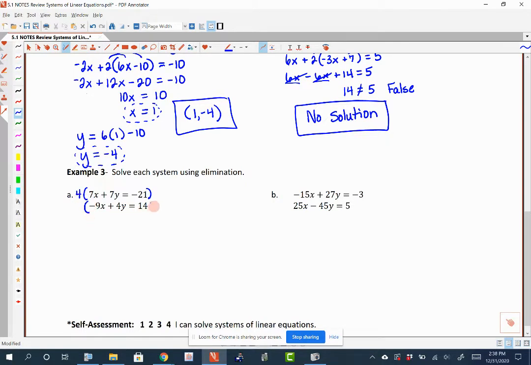And I'm going to multiply this second equation by a 7. Now, remember, I'm trying to eliminate the y's. So if I'm multiplying by a 4, that gives me 28y. And if I multiply my second one by a 7, that also gives me 28y. But right now, they're both positive. And in order to eliminate, one of them needs to be negative.